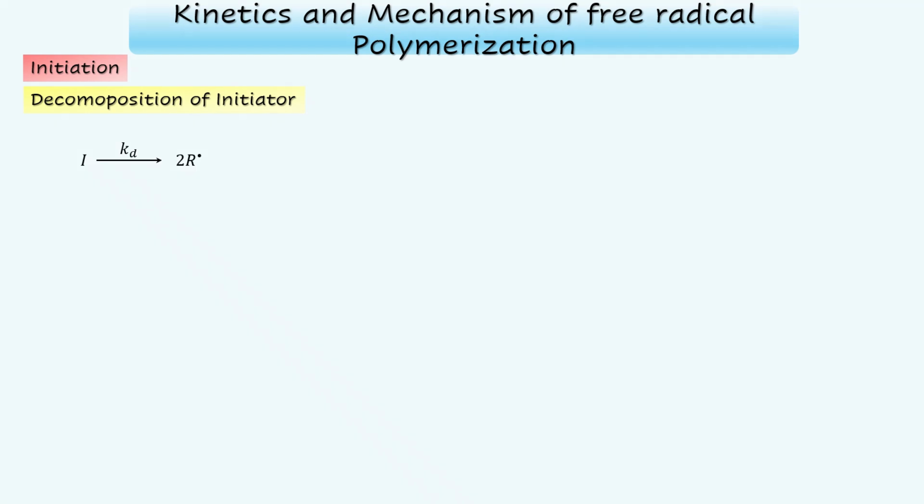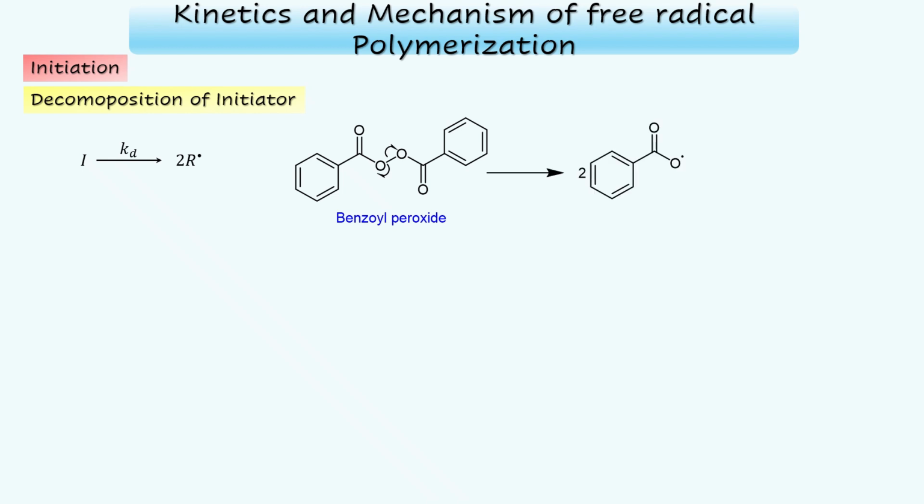During the decomposition step, the initiator is decomposed into two radicals. For example, a benzoyl peroxide initiator is decomposed into two benzoyl radicals. The benzoyl radical is not stable and is converted to phenyl radical with elimination of carbon dioxide. The rate expression for the decomposition is described as the rate of change in concentration of initiator with respect to time, which is equal to the decomposition rate constant Kd multiplied by the concentration of initiator. This is the rate controlling step.